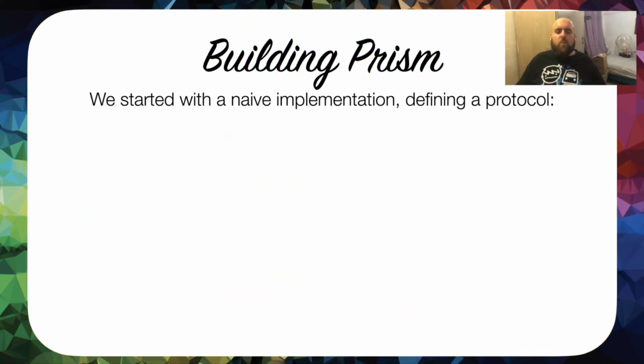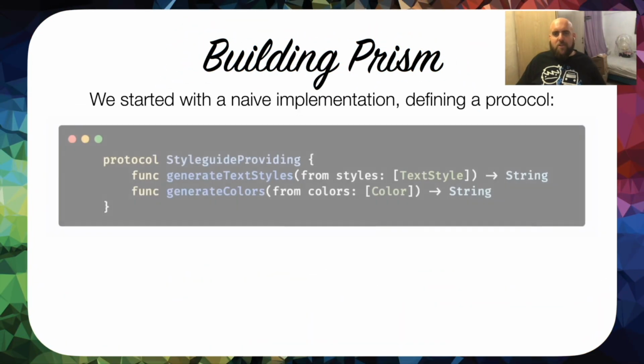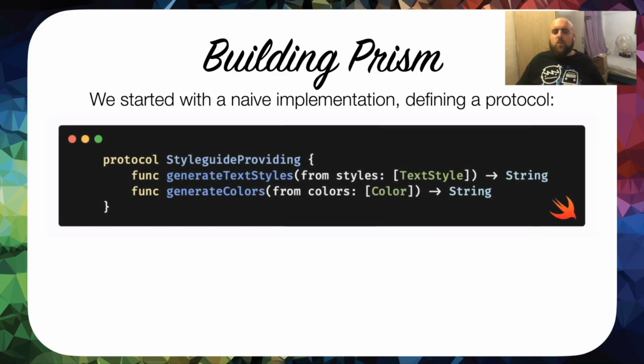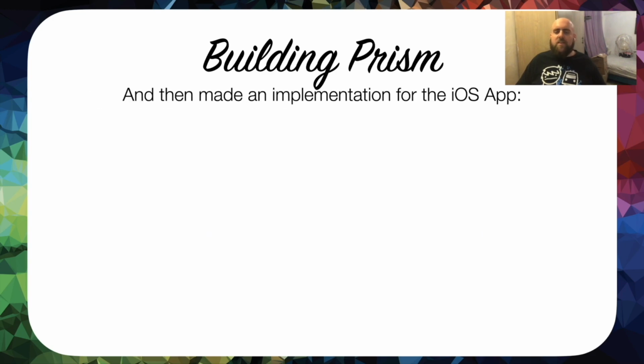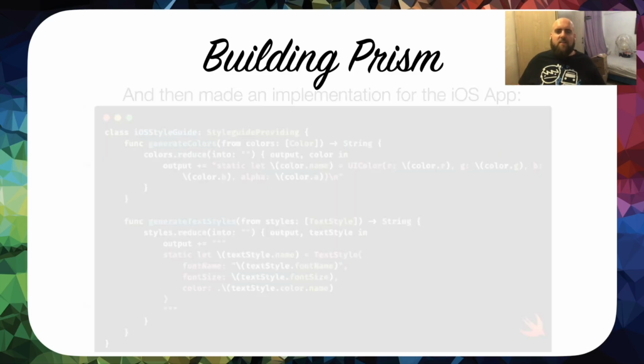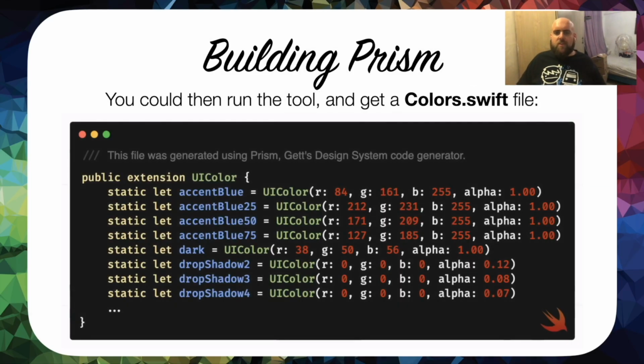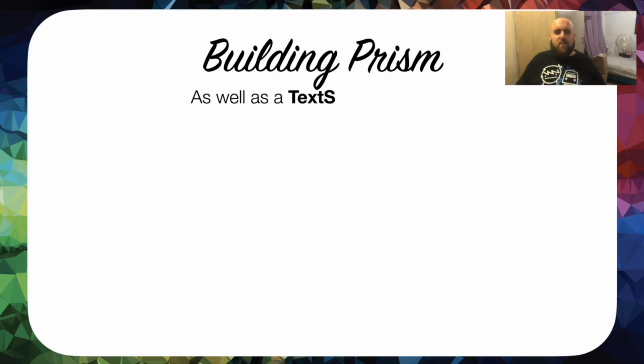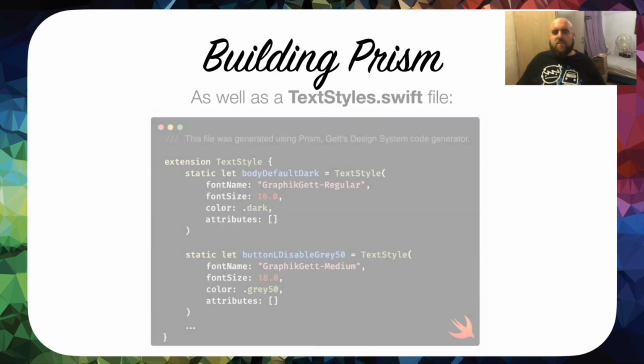So to build Prism, we started with a really naive implementation. This is a Swift protocol, kind of like a Kotlin interface. It was very iOS-centric. We had classes that implemented it specifically for iOS. No need to understand this code. Don't worry about it. And we could run the tool, and it would generate this automatic list of colors. Pretty sweet, right? We did the same for textiles as well.